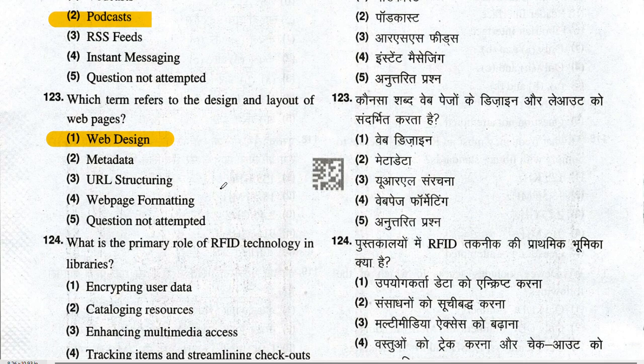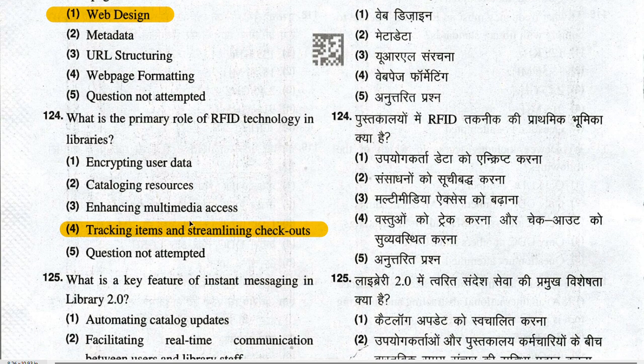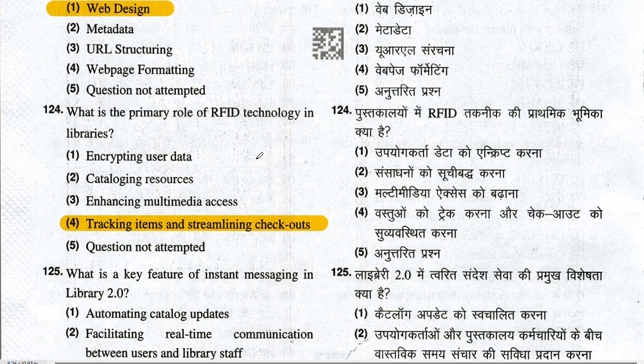What is the primary role of RFID technology in library? Tracking items and streamlining checkouts. So tracking items and streamlining checkouts is the primary role of RFID technology in libraries. So option number 4 is the right answer of this question. Let's move to the question number 125.